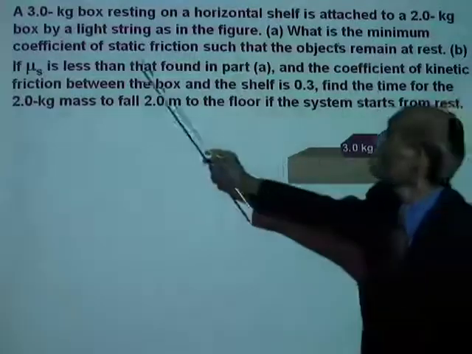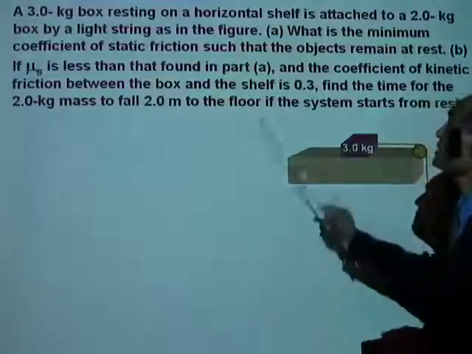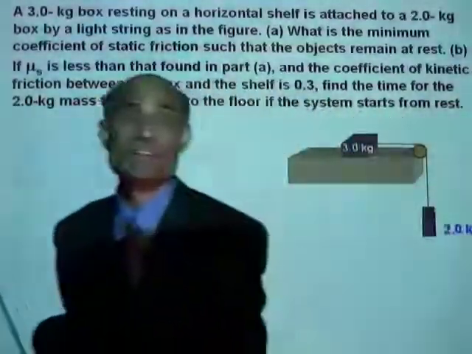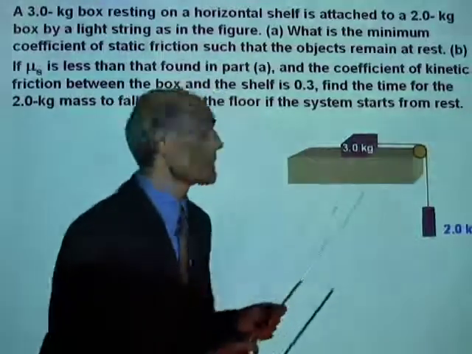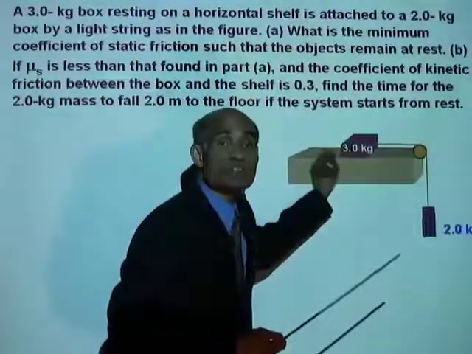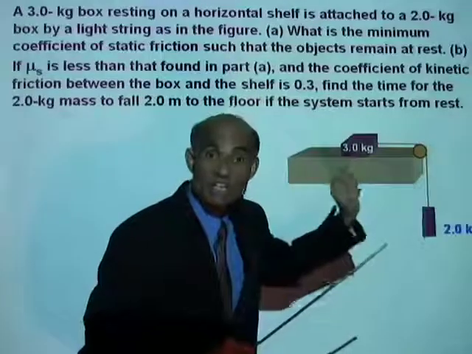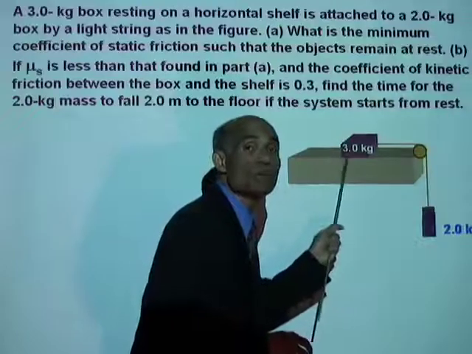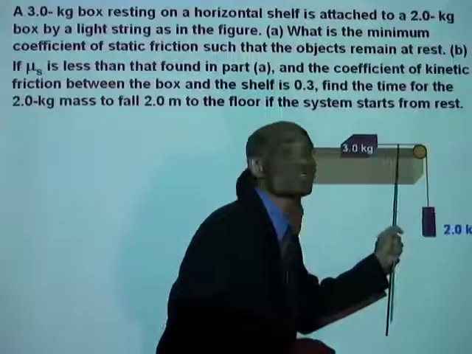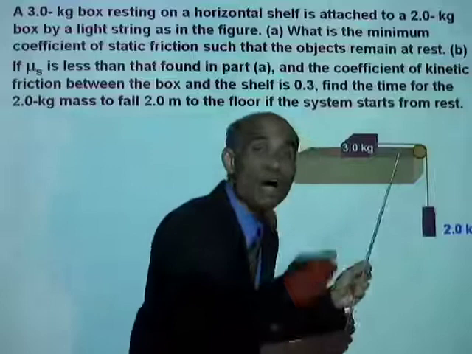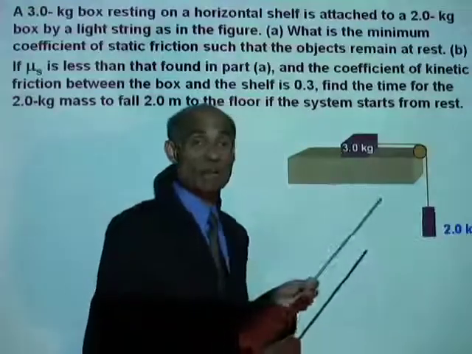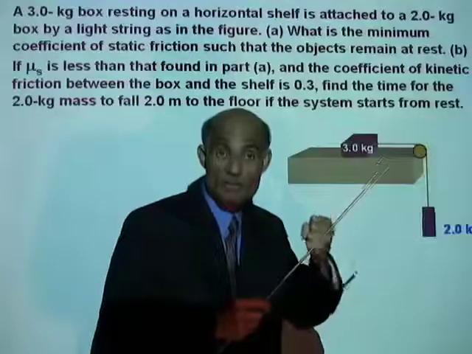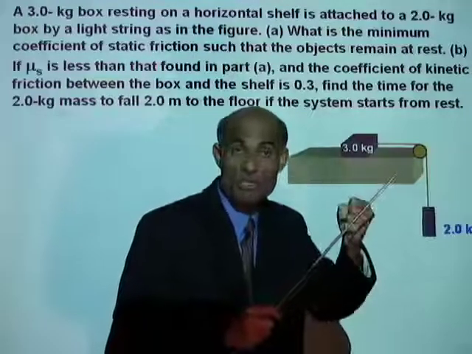What is the minimum coefficient of static friction such that the objects remain at rest? In fact, what is the coefficient of friction between the surfaces such that the frictional force opposing motion will be exactly balancing the tension force pulling the object to the right? That is what we need to find. You know that the frictional force will be, what is that?